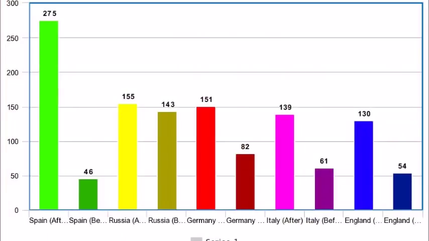The new largest nations in Europe would be the Spanish at a staggering 273 million, the Russians at 154 million, the Germans at 151 million, the Italians at 139 million, and the English at 130 million, which would certainly make Europe a lot more crowded.